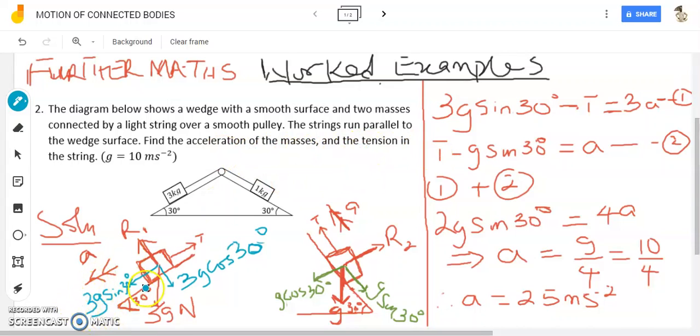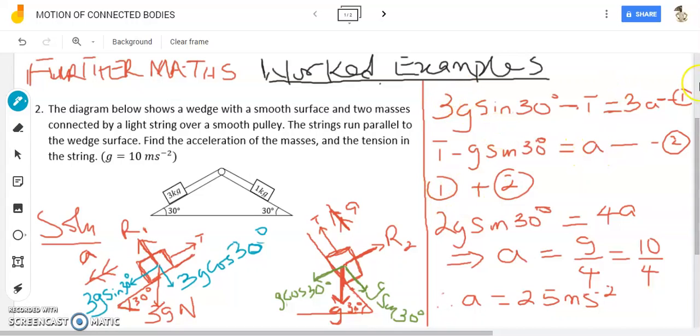Now, since this block accelerates downwards, the resultant force must be this component of 3g minus this, and that is what we have here, and that equals 3a from the second law. And at the same time, since this accelerates upward, the net force must be this minus this, which is what we have here, and that equals a from the second law as well.